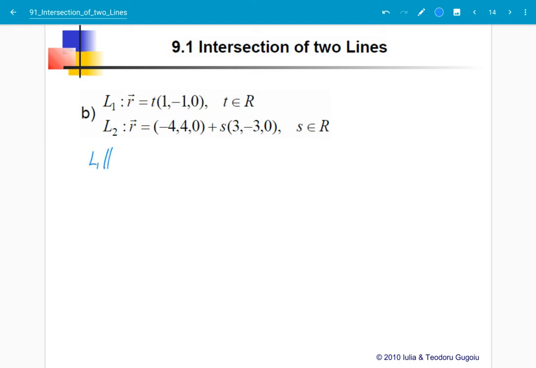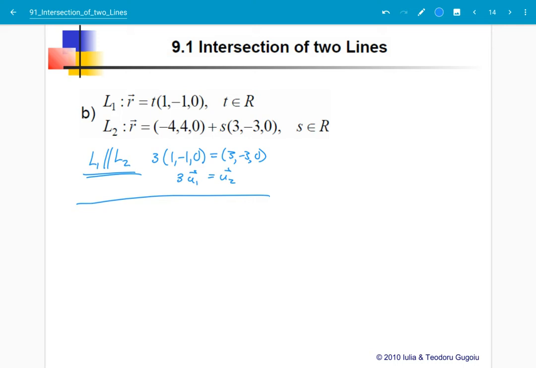So line 1 is parallel to line 2. Is that true? Well, 3, 1, -1, 0 is equal to 3, -3, 0. So 3 U1s is equal to U2s. Okay, so yes, they're parallel.